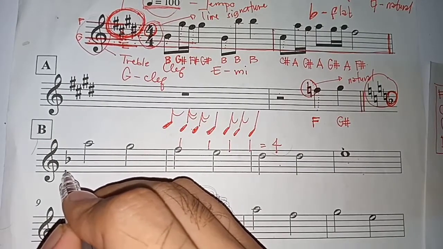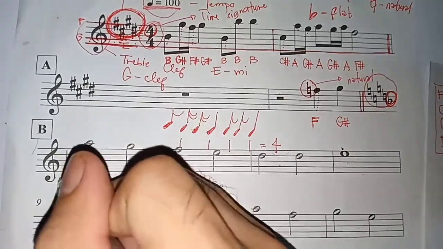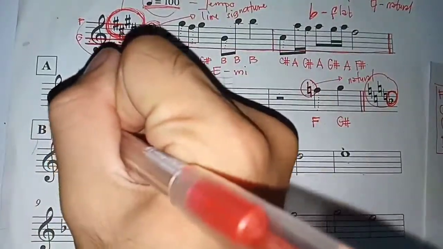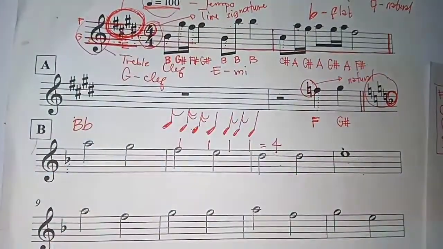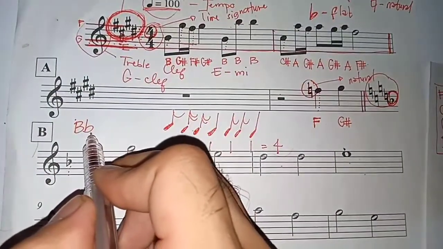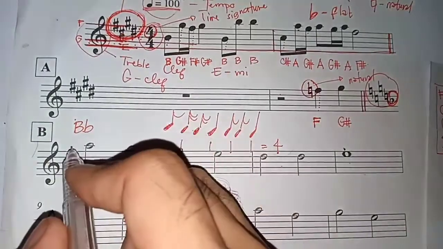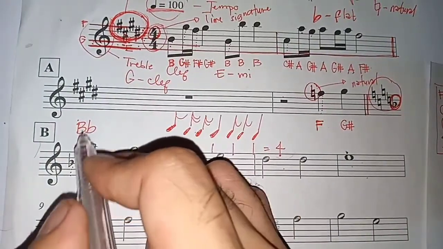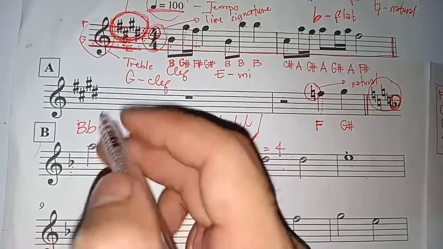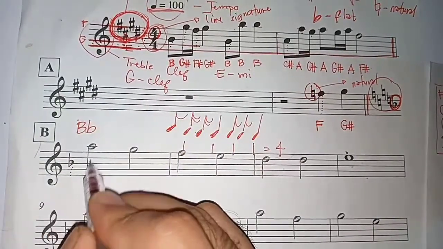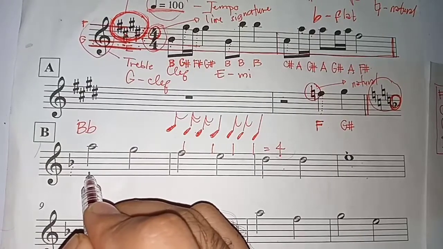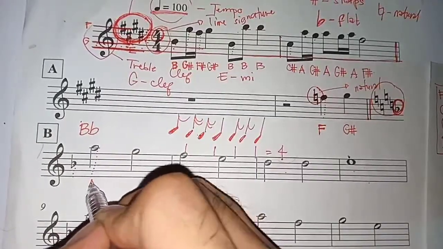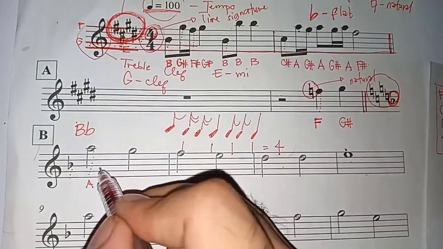So we have E, F, G, A, B. We have a flat on the B. So our B should be flat. So this is our sign for the flat. It means that every B that we encounter, we should put a flat. So let's try. So this note, we have E, F, G, A, B, C, D, E, F, G, A. So we have an A, so it's a normal.